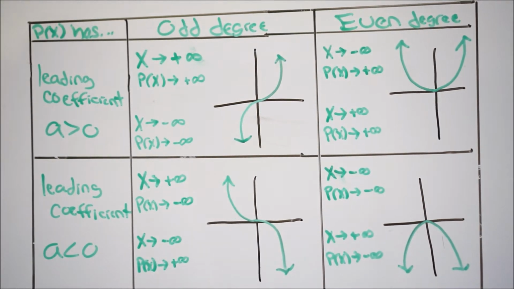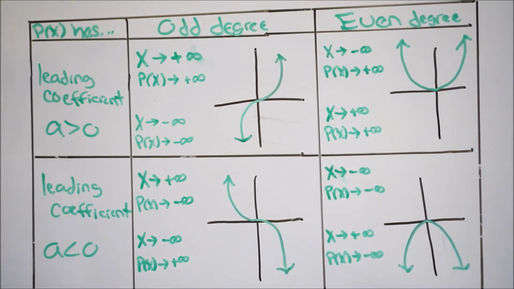Alright guys, today we're going to be talking about polynomial end behavior. This is a pretty straightforward topic. It's not too difficult. However, in the beginning you're most likely going to need this table in order to identify the end behavior of a polynomial. So let's get right into this. We have this table, and let's go through it and then we'll do some real examples.